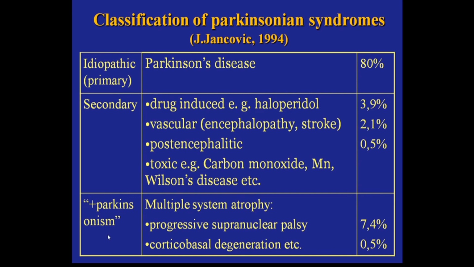This is a group of hereditary diseases when patients have Parkinsonism plus anything else. For example, progressive supranuclear palsy, Parkinsonism plus oculomotor disorders, corticobasal degeneration, Parkinsonism plus mental disorders, or something else, 10%.